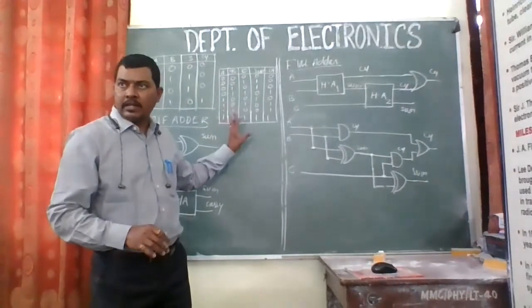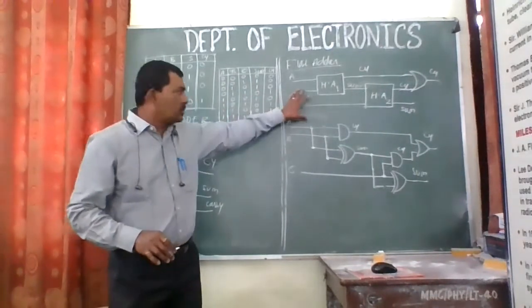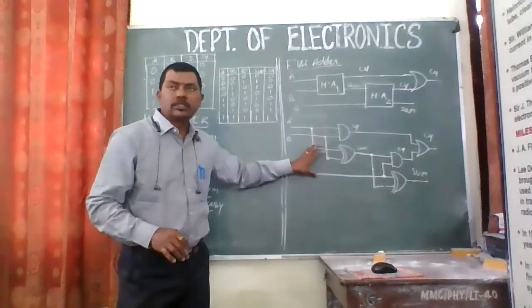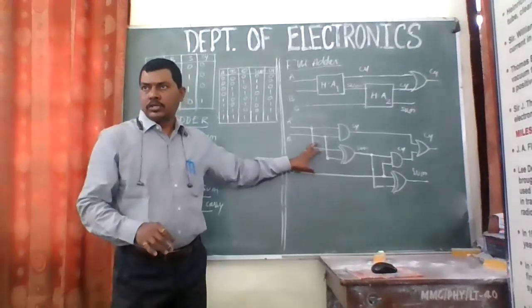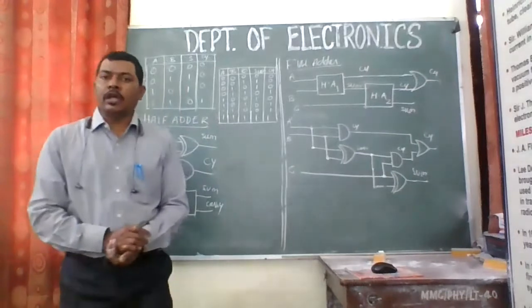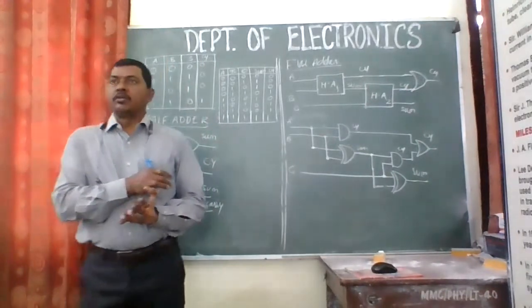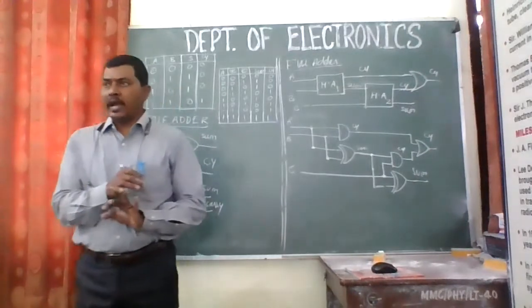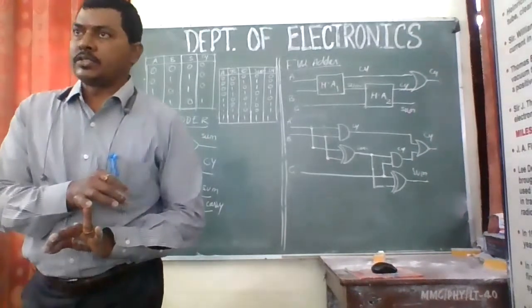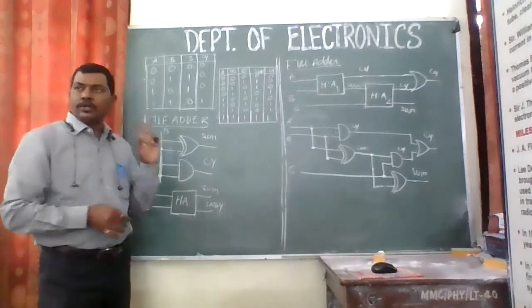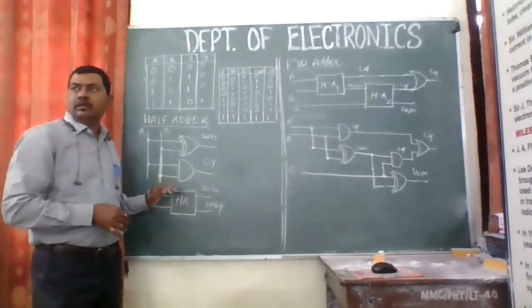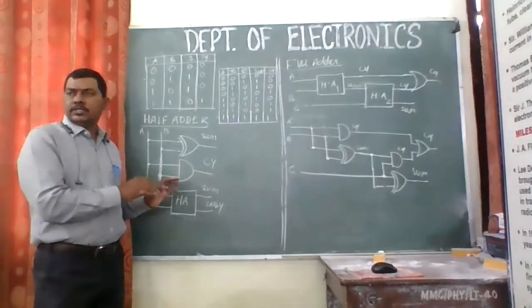This is the truth table for the full adder circuit, and this is the block diagram, and this is the circuit diagram of that using the symbol. So in full adder we are using 5 gates, 2 XOR gates, 2 AND gates, and 1 OR gate. Whereas in half adder we are using only 2 gates, 1 XOR gate and 1 AND gate.